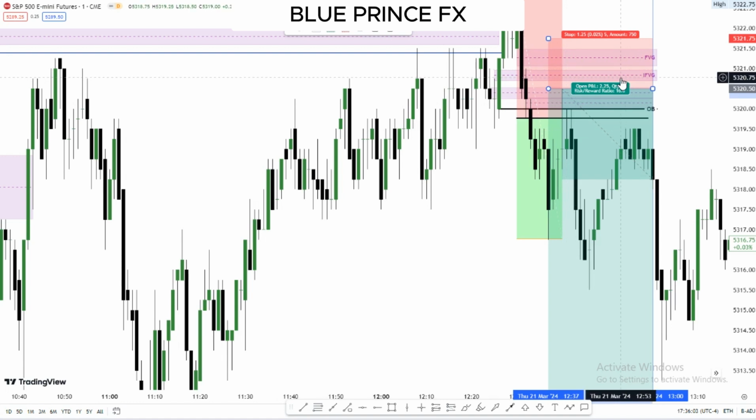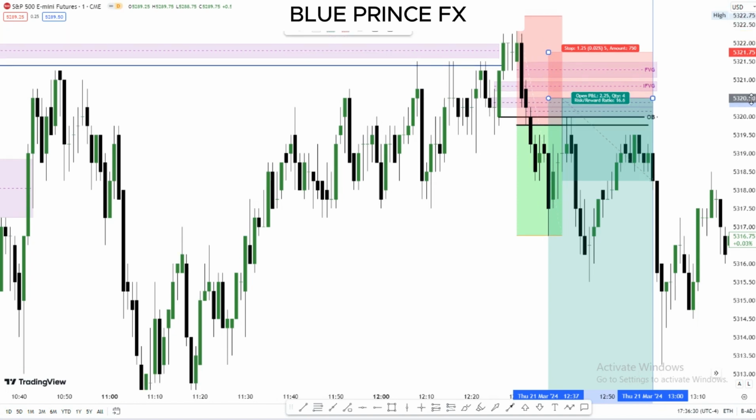Further up, we have our inversion fair value gap, which the market didn't go up to, and we have the fair value gap, which the market didn't go up to. So in essence, we have the 2022 model, the fair value gap model, the inversion fair value gap model, the volume imbalance model, the breaker block model, and the order block model, which are working together to confirm to our buyers that the market is now going to attack liquidity.